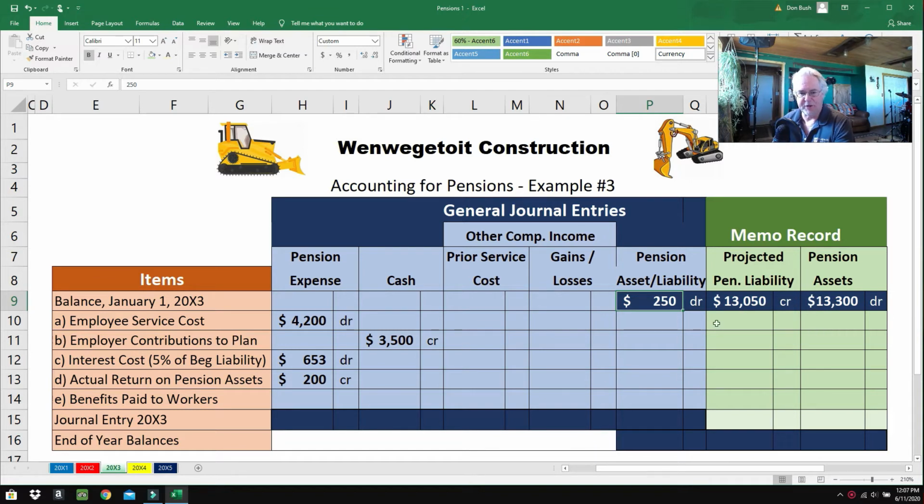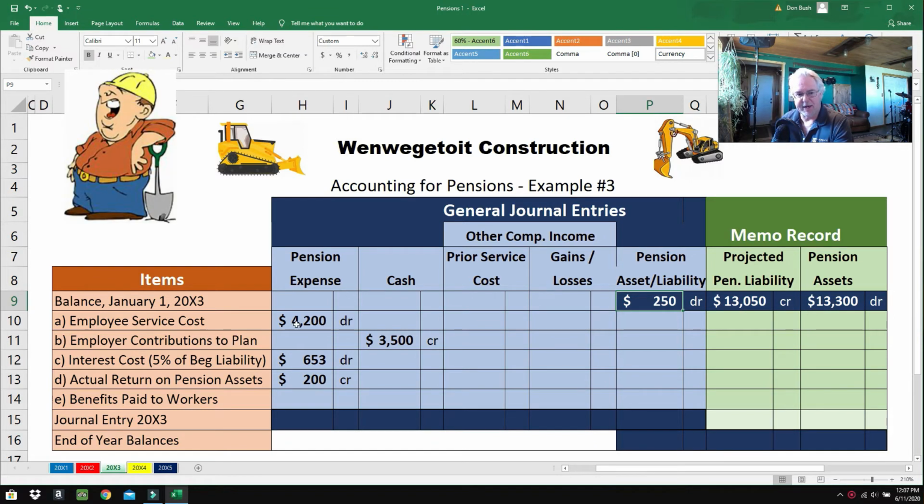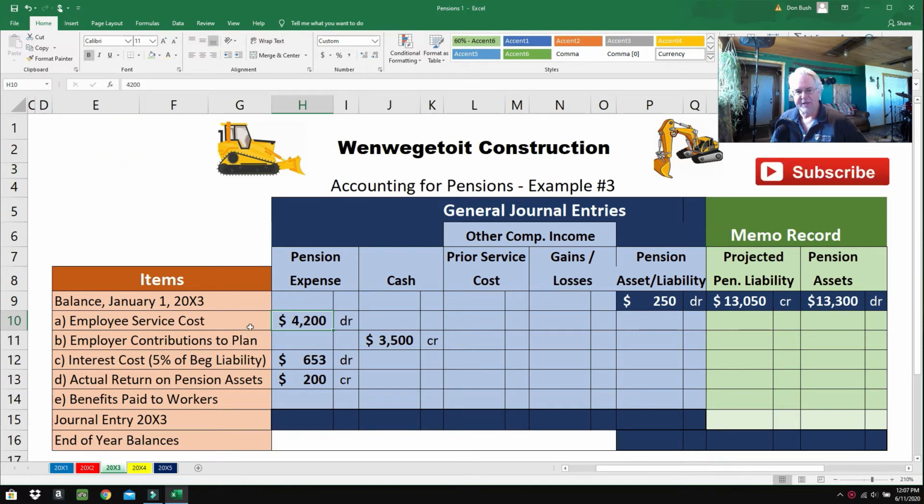So let's do some transactions. The employee service costs: the employees worked hard, they earned their pension, and they earned $4,200, and we're going to debit it under pension expense. Now what we've got to figure out is, where does the credit go? Can you remember where it goes? Well, it goes right here under projected pension liability. There we are, and it's going to be a credit because the line has to balance horizontally.